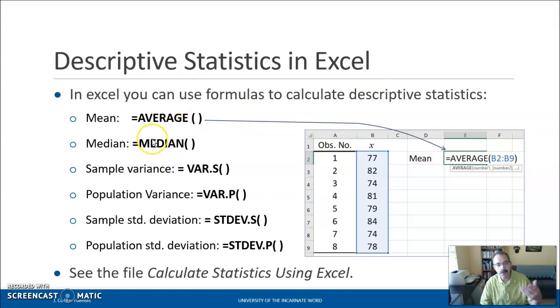And then you can use median to calculate the median, var.s to calculate the sample variance, or var.p to calculate the population variance, and so forth. So I posted this example in the Module 3 materials, and it's called Calculate Statistics using Excel. In that case, I calculated all these statistics, and you can see the formulas and how I structure the data. So again, if the assignment asks you to compute statistics, you're welcome to use Excel. If you would rather use your calculator, you're welcome to do that as well.